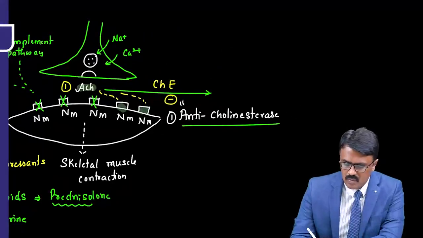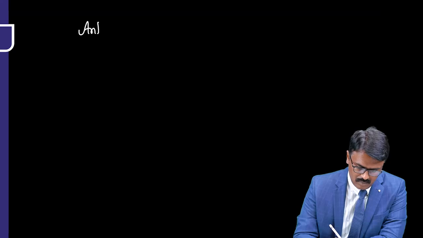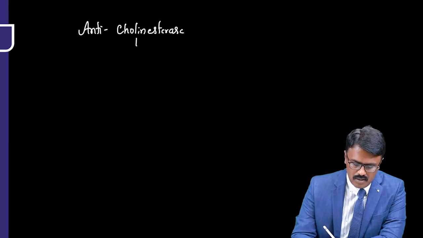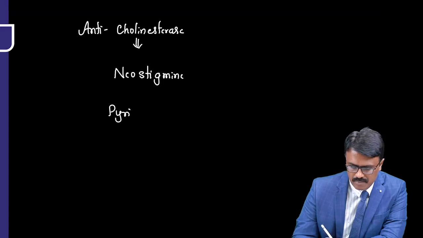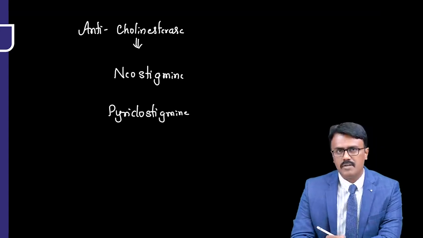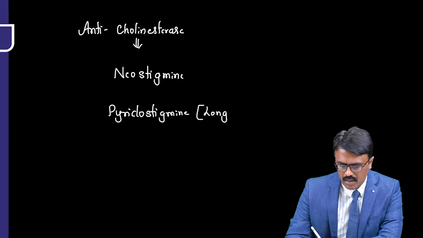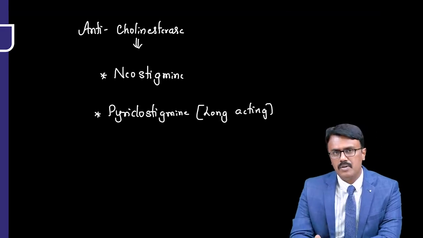But let us discuss the anticholinesterase drugs used for myasthenia gravis. The anticholinesterase drugs commonly used are, number 1, neostigmine, and one more drug called pyridostigmine. So we use neostigmine and pyridostigmine for the treatment. Comparing the two drugs, pyridostigmine is longer acting compared to neostigmine. So if you want longer acting, you can prescribe pyridostigmine.